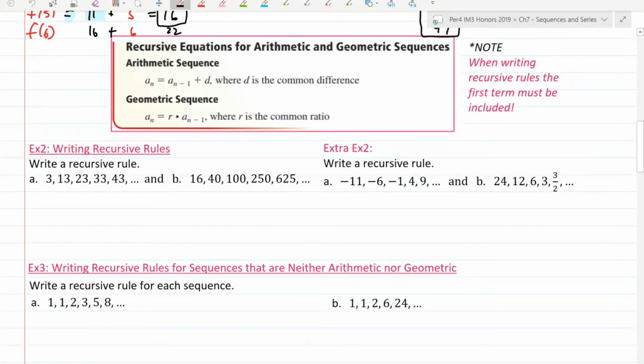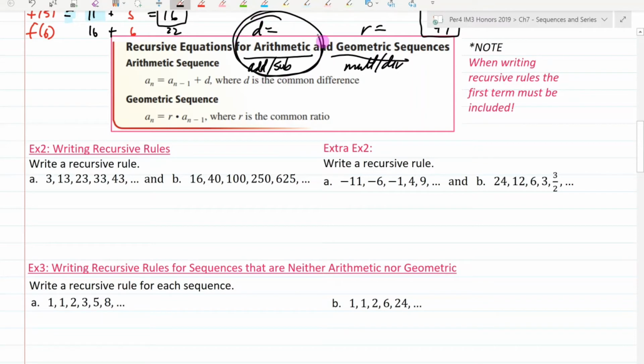All right, continuing on, 7.5. There's recursive equations for arithmetic and geometric. So we've already done these in explicit rules, which are the ones we did before. The ones that are recursive rules for arithmetic, this is the one where you're adding or subtracting the same number over and over again. And geometric, this is when you're multiplying or dividing the same number over and over again, are really easy to do.